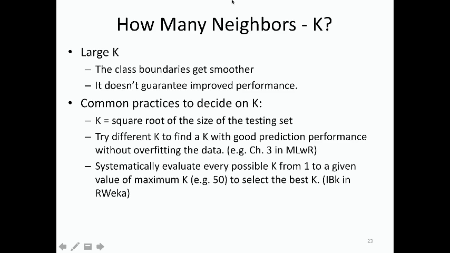And so that's the point. The boundaries get smoother, which is good for possible higher generality, but it doesn't guarantee improved performance. So as a result, it's really important for data scientists to search for a good K. There are some common practices that you can apply to decide on K.